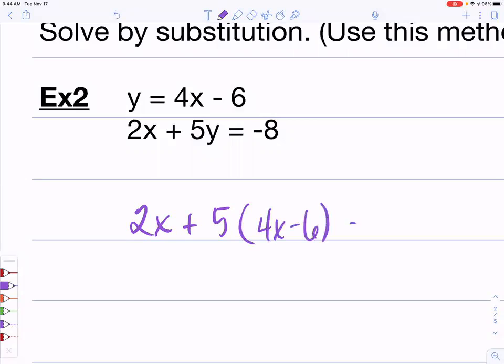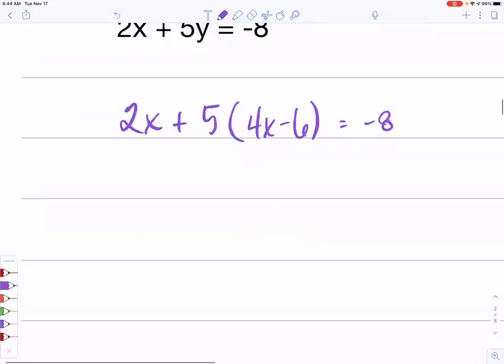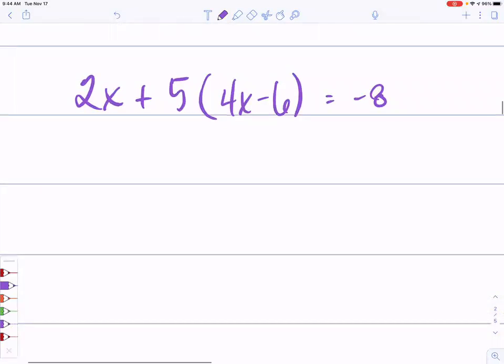4x minus 6, and then I'm going to finish my equation, which was equals -8. Now, the nice thing about this equation is it only has one variable. I can solve for that one variable. Okay, so what will I do to solve for this one variable?